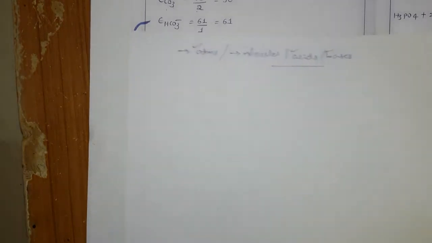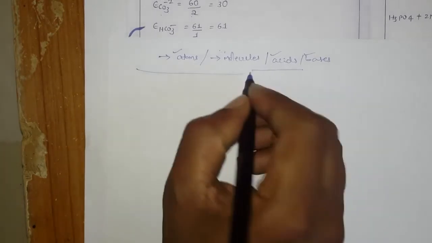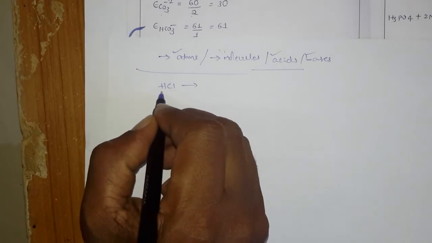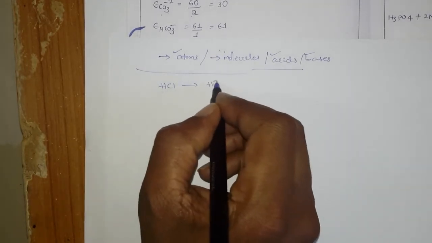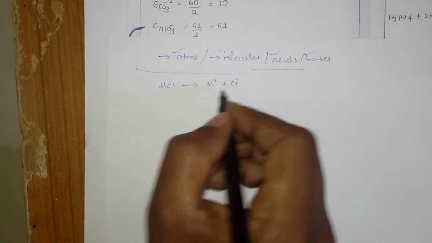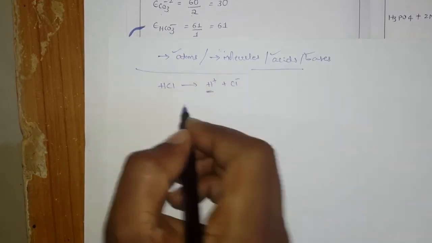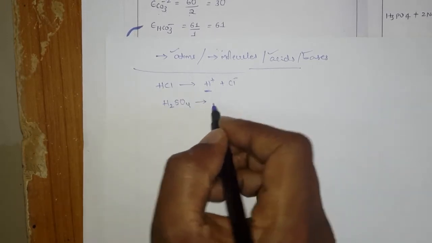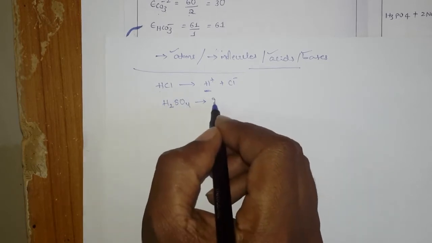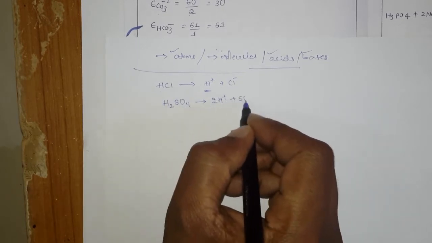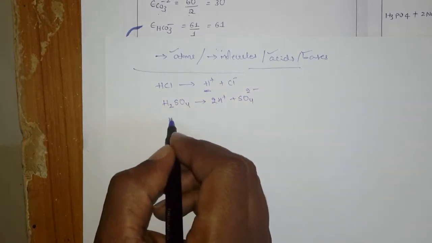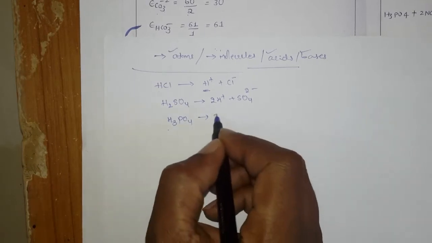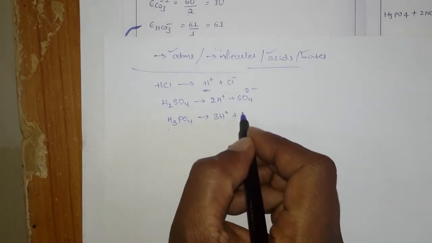Of course, no one is going to ask you the reactions, but generally you know it is very simple. In HCl, how many hydrogens can be replaced? Only one H plus can be replaced. Coming to H2SO4, how many H plus ions can be replaced? 2 hydrogens, so 2 H plus ions are replaceable. Coming to H3PO4, how many H plus ions can be replaced? 3 H plus ions can be replaced.